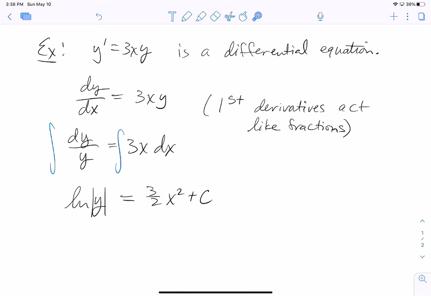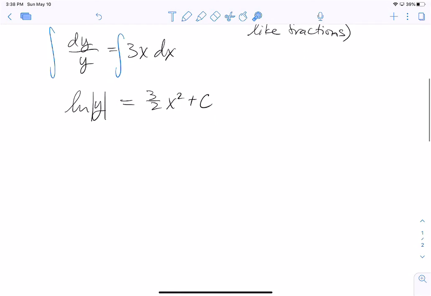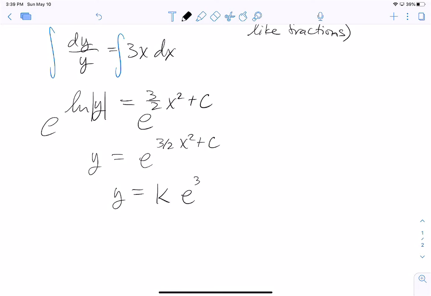If possible, we're going to isolate y. If possible, we're going to get y by itself. It's not always possible, but in this case it is. We're going to exponentiate both sides, and we end up with y is equal to e to the 3/2 x squared plus c. And then looking at the sum in the exponent, we're going to consider that to be a product. And finally write down that y is equal to, we'll just change that constant a little bit, k, e to the 3/2 x squared. Now this plus c becoming a k, we're going to get into that later.